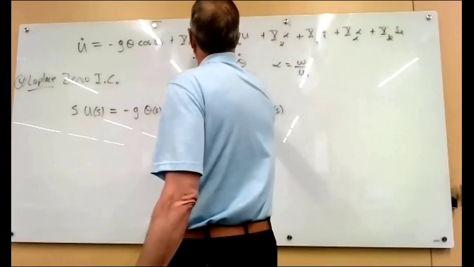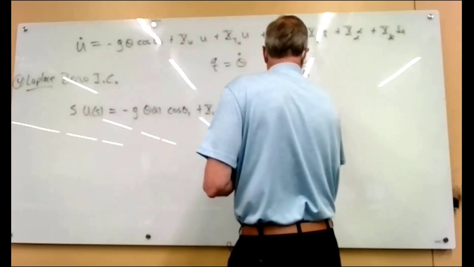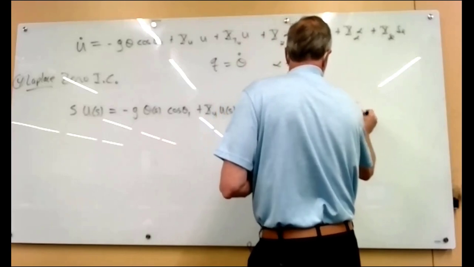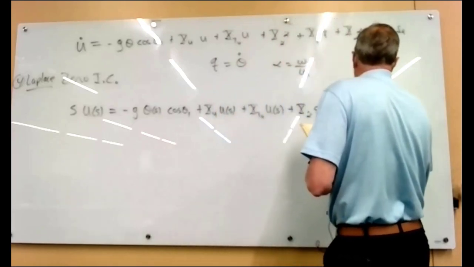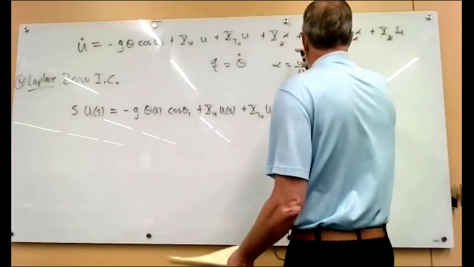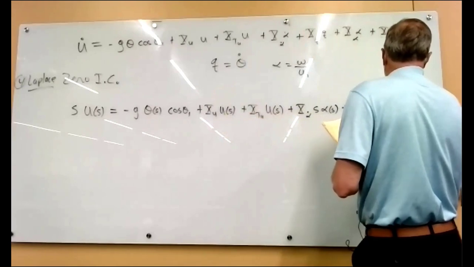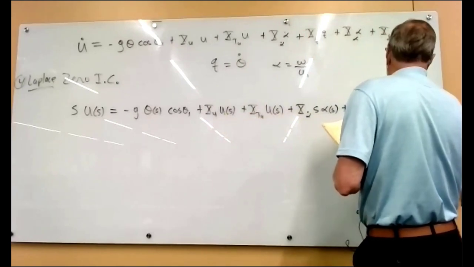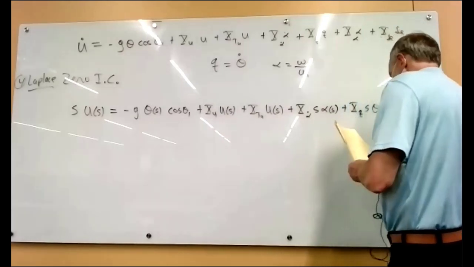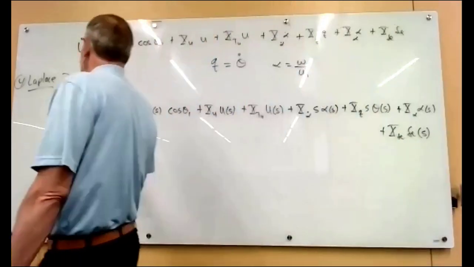So we Laplace. These are real easy. The U's just go to U of s's. And again, these terms are gone. I'm just going through the motions here. You get s alpha of s, q is theta dot, so that's s theta of s. And delta E is a time function, so it's delta E of s. So you get an algebraic equation. So this is the first equation.